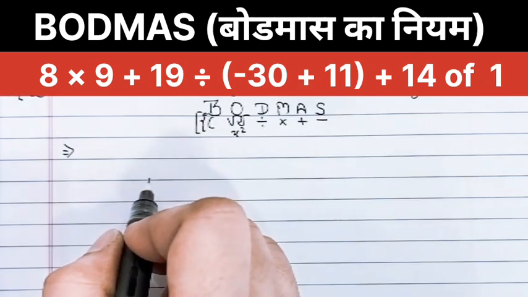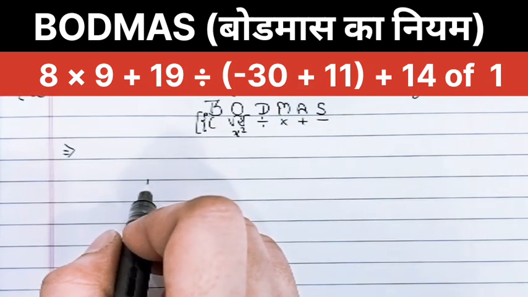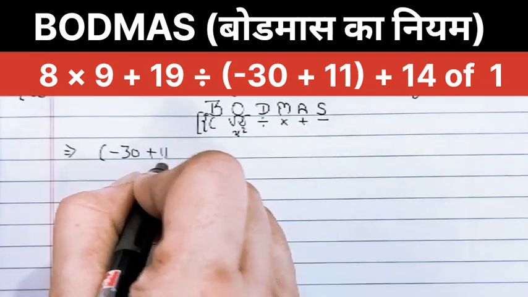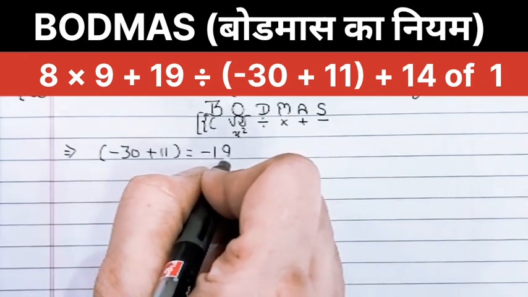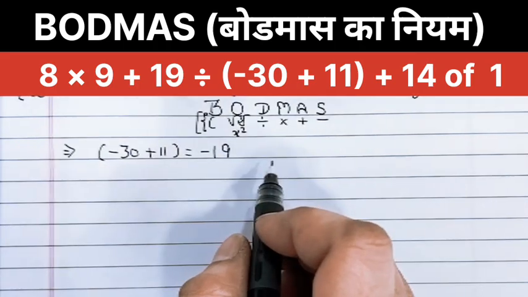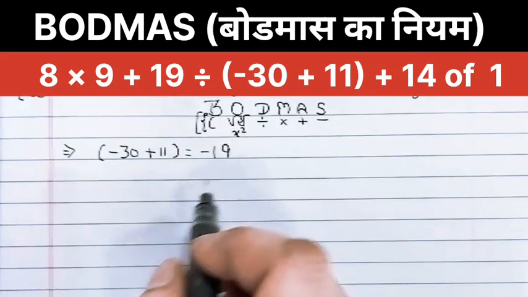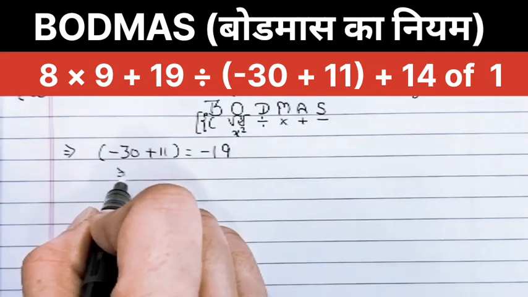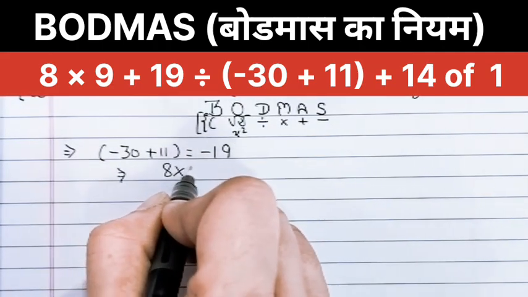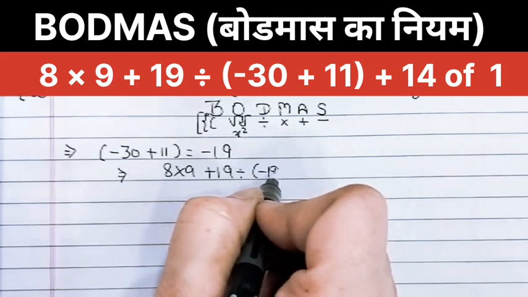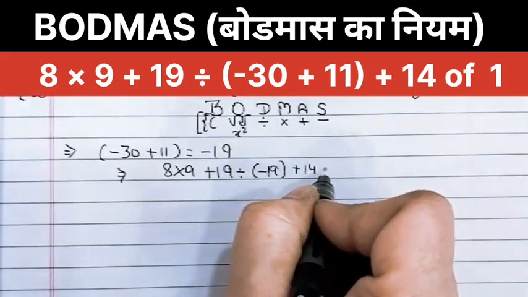Now the first step, brackets. First we solve the operations inside the parentheses. Now first, minus 30 plus 11 is equal to minus 19. According to the BODMAS sequence, internal groups must be simplified first to define the numbers for the outside operations. Now the result becomes 8 multiplied by 9 plus 19, and then divided by minus 19 plus 14 of 1.